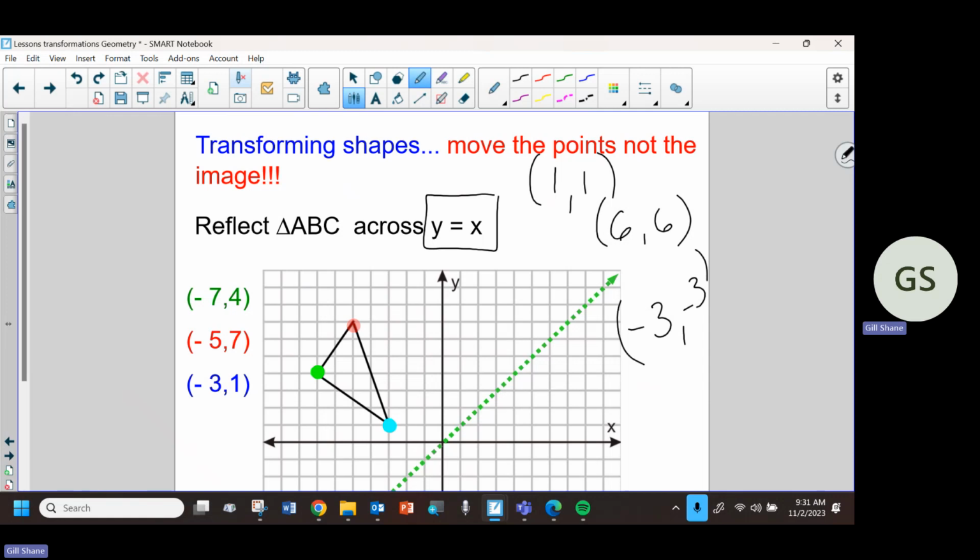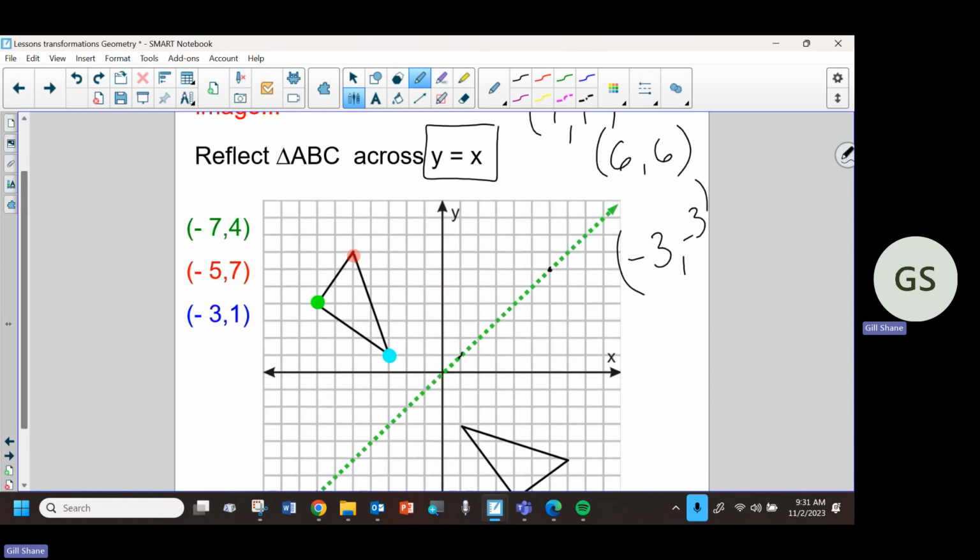So I could just put a couple points on the graph. One comma one was there. Six comma six would be there. Negative three would be down here. And then just draw a line through those points. That's your line of reflection. Again, if you don't understand what I just said, you have to memorize Y equals X looks like a diagonal line that goes up left to right. Understand it? Probably in decent shape.